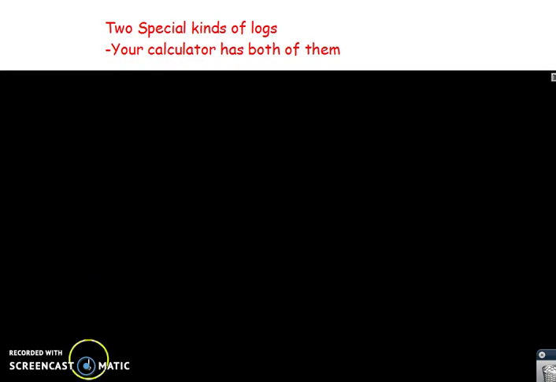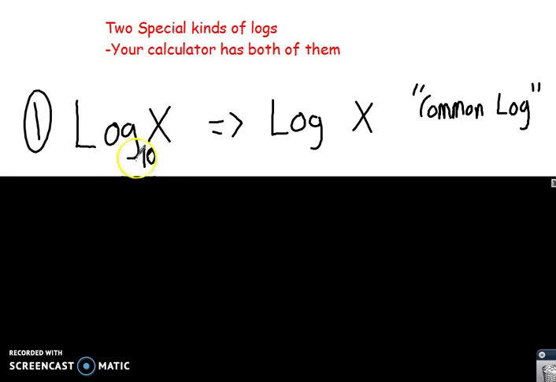Two quick notes here. Two special kinds of logs we have. Your calculator has both of these on there. You need to go ahead and try to find them. The first one is the log base 10 of x, which is just log on your calculator. You see the log button, it's called the common log. It's the one that shows up most commonly. Anytime you see the word log and no base written, it is assumed to be 10. It is called the common log.